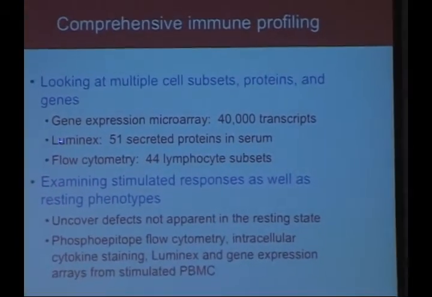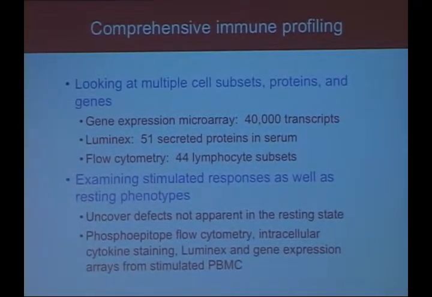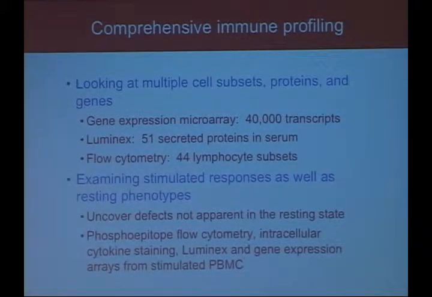And the comprehensive nature is in a couple of respects. One is that we're looking at multiple cell subsets, proteins, and genes. So we're at different levels in the biological hierarchy, if you will. We do microarrays that are now very common, but that span the entire human genome. We do a Luminex assay for cytokines and related proteins, which now has 51 analytes in it. And we do flow cytometry phenotyping for 44 different subsets, but we're now moving to CyTOF, where we can have a huge number of subsets using all of the same markers in a single tube.